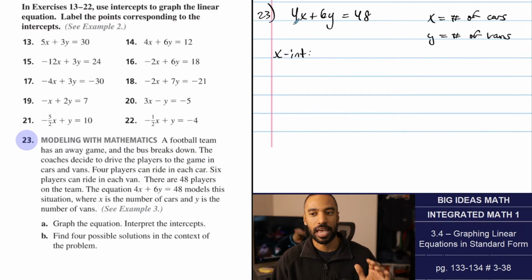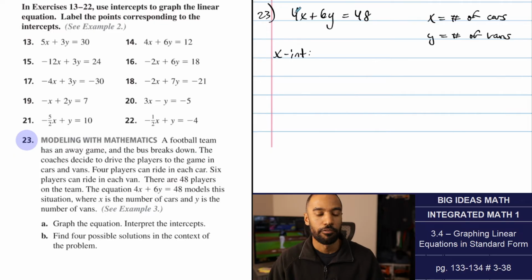Actually, here, before we talk about that, let's interpret the equation as a whole. 4 people per car times the number of cars is the number of players that go in all the cars. 6 players per van times the number of vans equals the number of players that go in all vans. 48 players total.